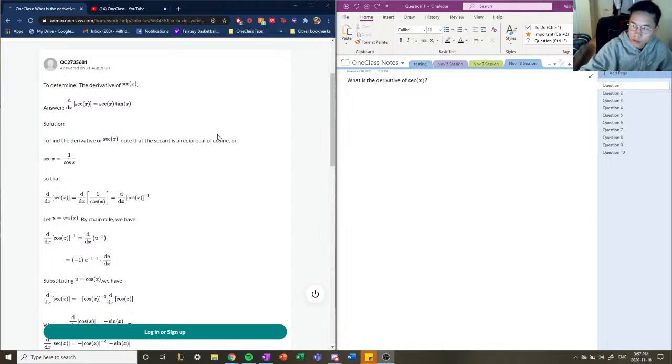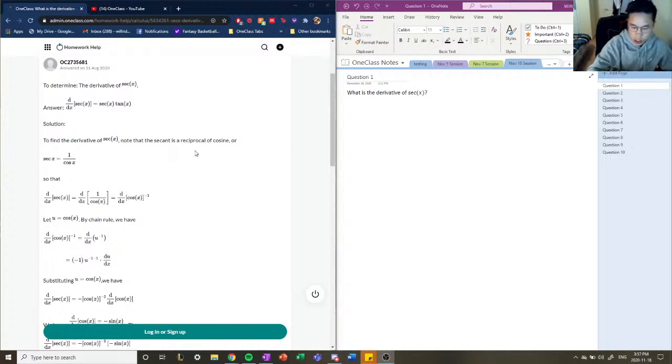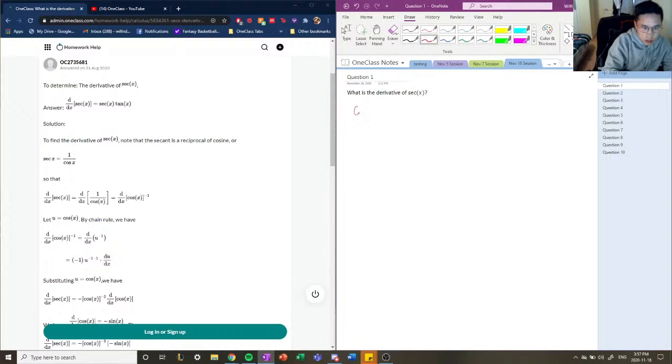Okay, so the first question is, what is the derivative of secant x? Before we even begin to talk about secant x, we want to talk about rules in deriving equations. We have the power rule, the quotient rule, and we also have what we call the chain rule. So let me spread the chain rule.